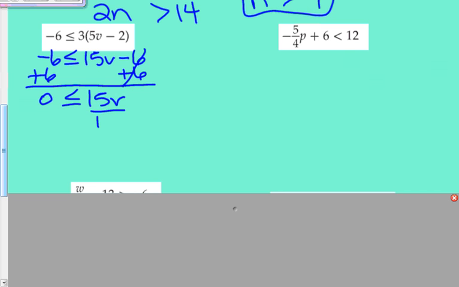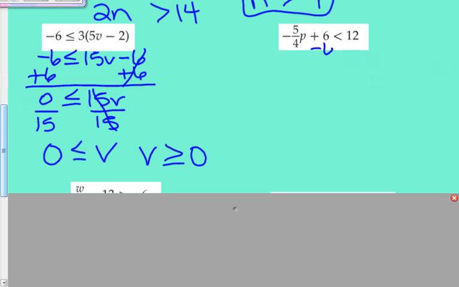Now we got to get rid of our 15 by dividing. And when you have 0 divided by anything, your result is always 0. Less than or equal to v. Now, we need to express our answer with our variable on the left, so we'll rewrite it. V, flip our sign, greater than or equal to 0. Means our answer can be anything 0 or higher. And let's do another one.